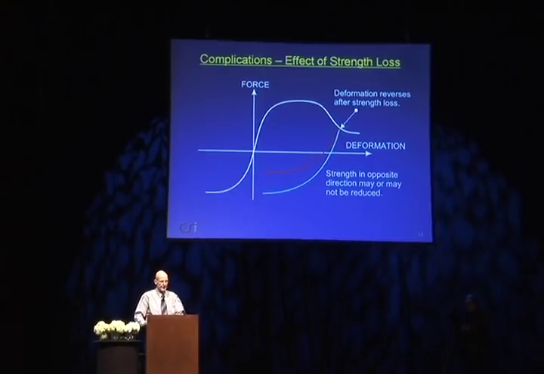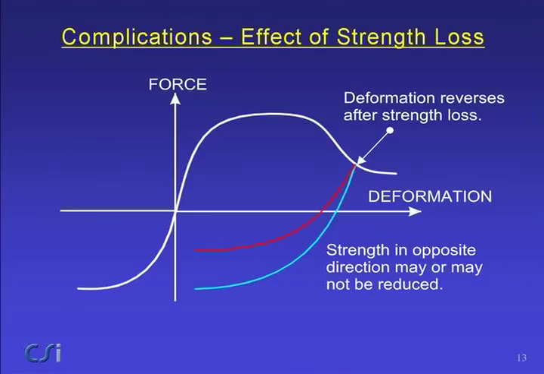A further complication is the effect of strength loss. If you do deform the structure or the component beyond the ductile limit, say out to this point, and then reverse it and take it through a hysteresis loop, maybe the strength in the opposite direction is not affected very much by the strength loss in this direction, and maybe it is. It depends on the component. So you may have to take this into account. It's just another complication. What happens after strength loss occurs?